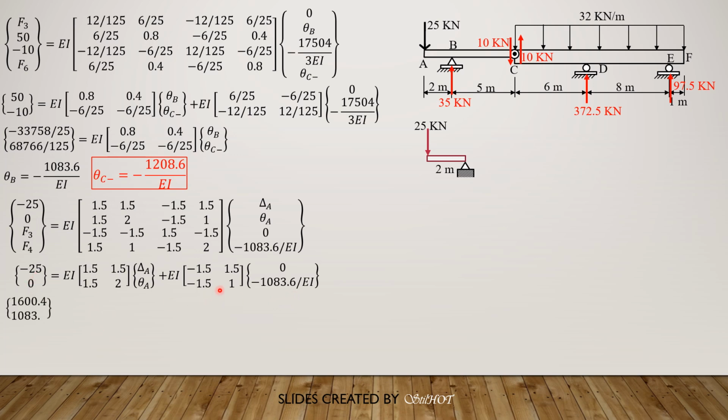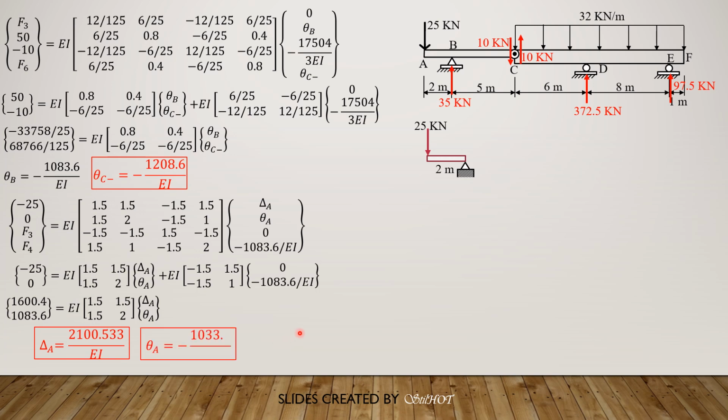So negative 25 plus 1.5 times 1083.6 is 1600.4. Then 0 plus 1 times 0 plus 1083.6 is 1083.6. Then solving these equations, 1.5 delta A plus 1.5 theta A equals 1600.4. Then the second equation, 1.5 delta A plus 2 theta A is equal to 1083.6. So solving the two equations simultaneously, we get delta A equals 2100.533 over EI, and theta A is equal to negative 1033.6 over EI. So that's it.